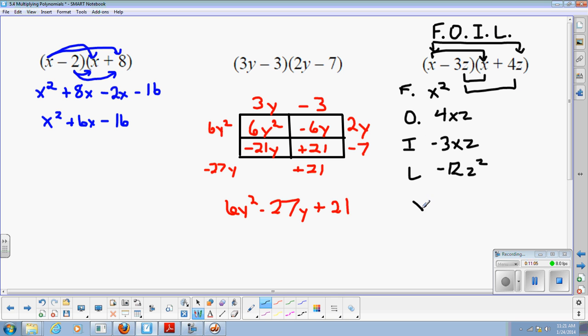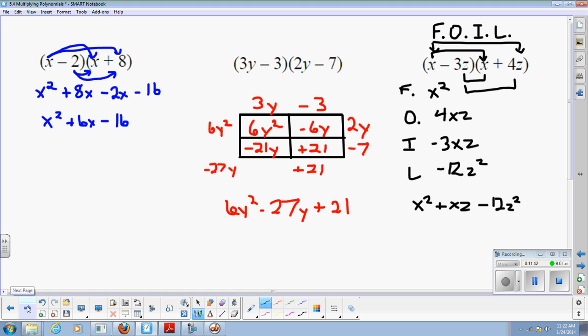So I have x squared. And now I have 4xz minus 3xz, so that's going to be plus xz and minus 12z squared. FOIL is actually like the distributing one on the first example, but the difference being foiling only works on a binomial times a binomial. The rectangular method, doing the distributing, using the distributive property, works on anything.